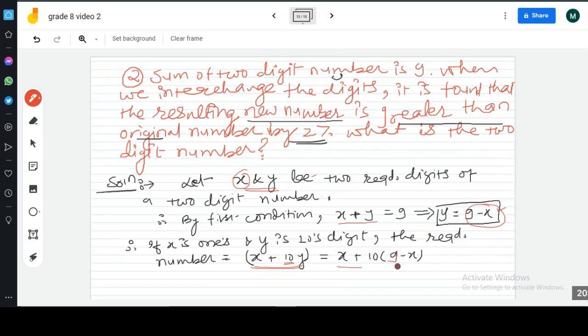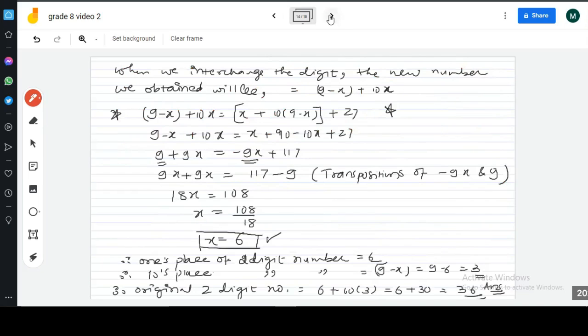So this is our original number, students. Okay, we need to keep it in mind, so we'll use it afterwards to get the answer. So here let's move ahead.